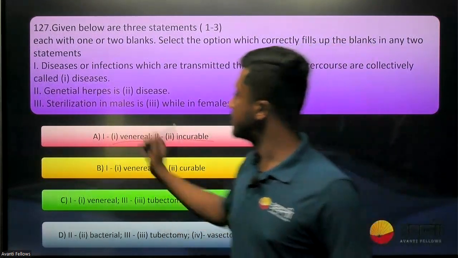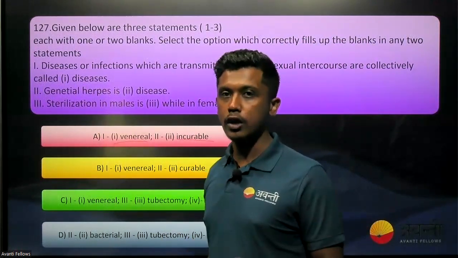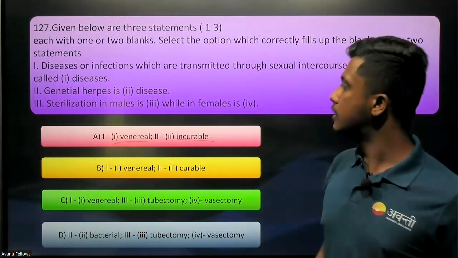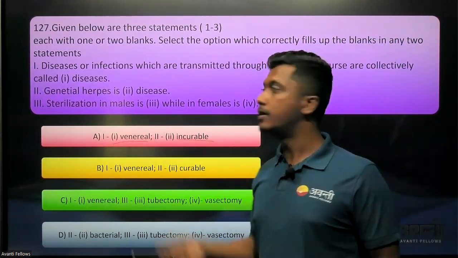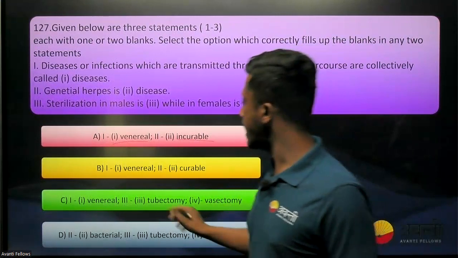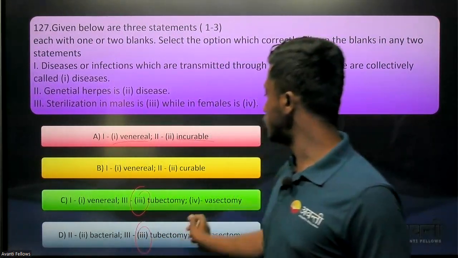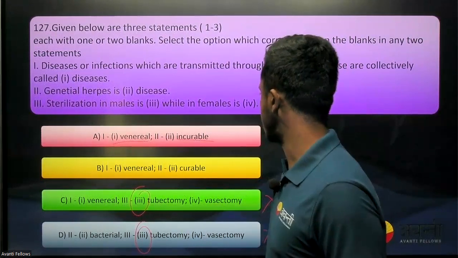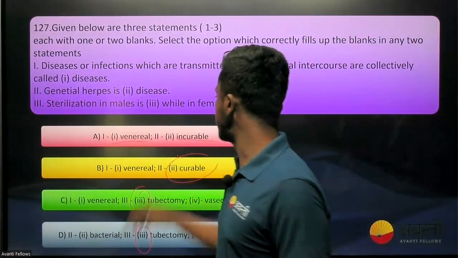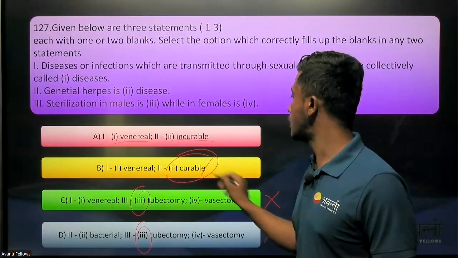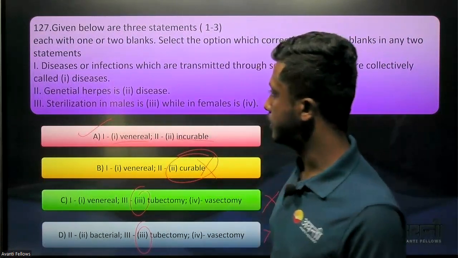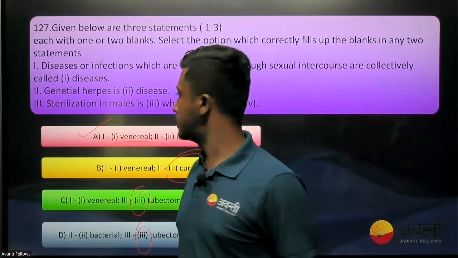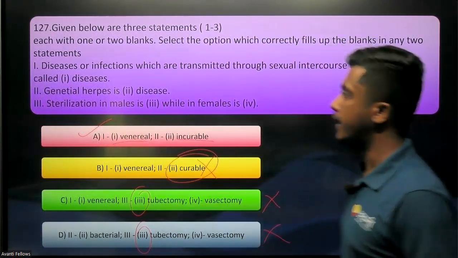Next one. Sterilization in male is called what? The vas deferens will be cut and tied. That's why it is called vasectomy, whereas the fallopian tube is cut in the female, that is why it is called tubectomy. Where do we have the third option as vasectomy? Both the options have tubectomy, so we reject both the options. Whereas here curable is given. Since it is not curable, our option A is correct. We don't have the right options for the third statement, so we eliminate the third statement and go for option A, that is venereal and incurable.